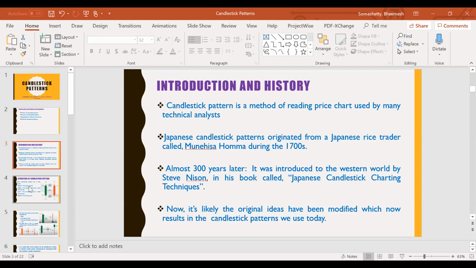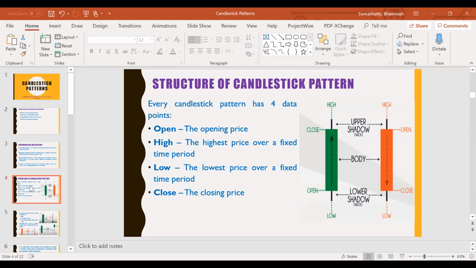Usually, the structure of a candlestick pattern: if you see any candlestick, it gives mainly four components. One, the opening price; high, the highest price in a fixed time period; low, the lowest price in a fixed time period; and close, the closing price. So that is the structure of the candlestick pattern.